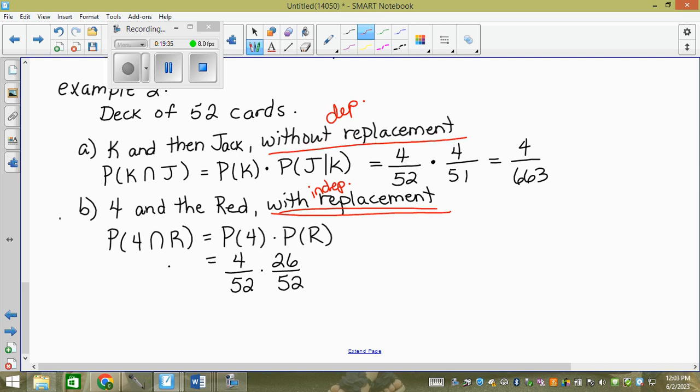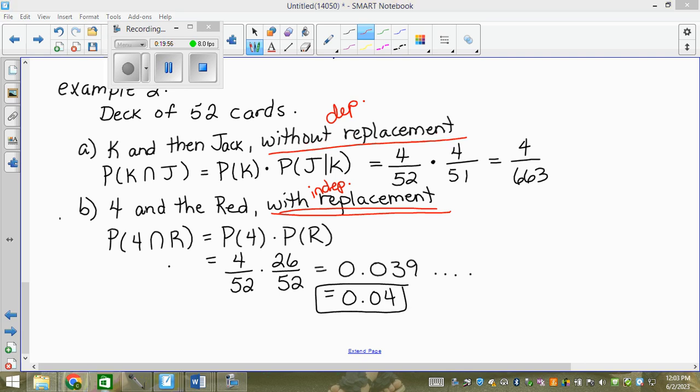What'd you get, Ryan? I haven't turned it into a fraction, but I got 0.03. 0.039? And sometimes they might ask us to the nearest hundredth. If they ask us to the nearest hundredth, we wouldn't give a fraction. We would give 0.04. If they ask us the nearest percent, we'd say 4%.